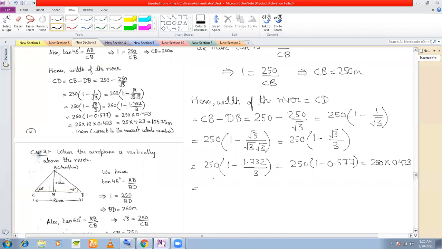And therefore, you have a 0 here, so you better write this as 25 into 10 into 0.423. Now if you multiply 10 with 0.423, one decimal place will shift towards the right, so you'll get 25 into 4.23, and therefore when you multiply these two, you get 105.75. But you have to express the answer correct to the nearest whole number, so therefore you can write this as 106 meters, correct to the nearest whole number.